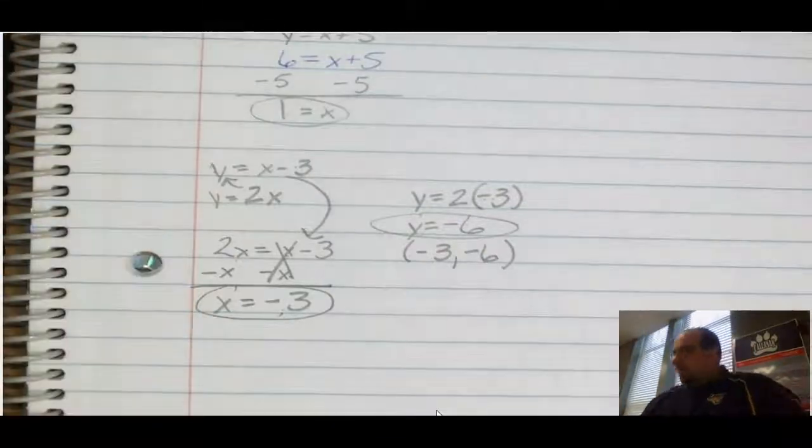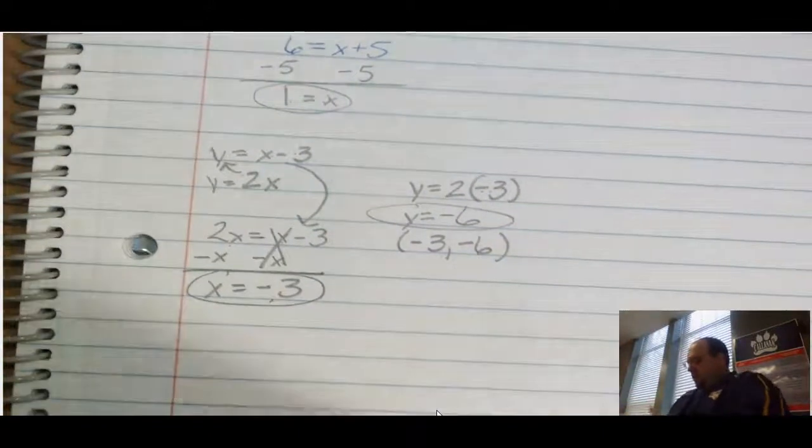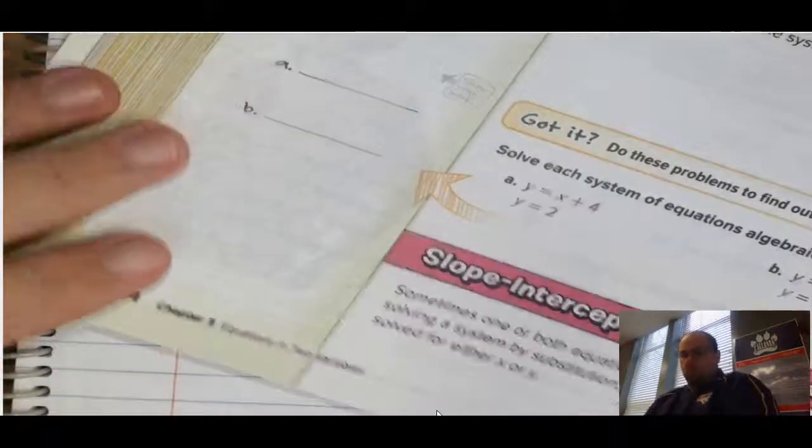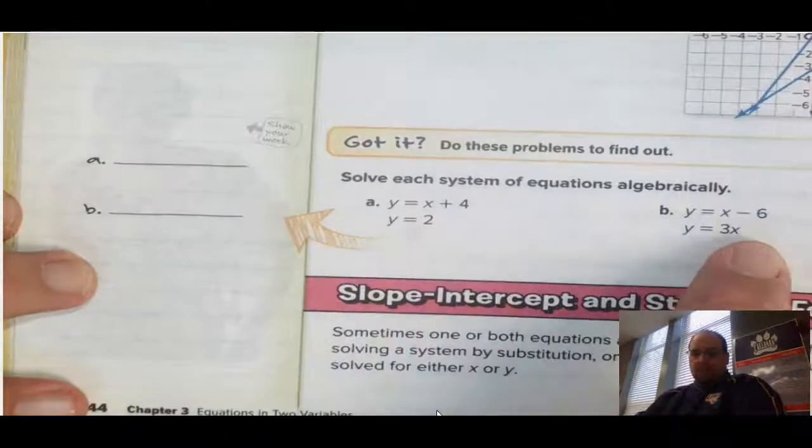All right, you are going to do a problem on page 244. So if you take your book and open up to 244, you are going to do problems A and B for practice.